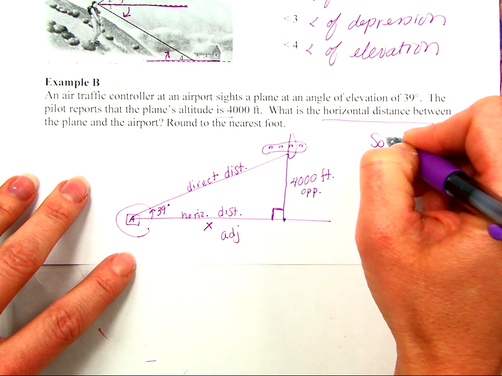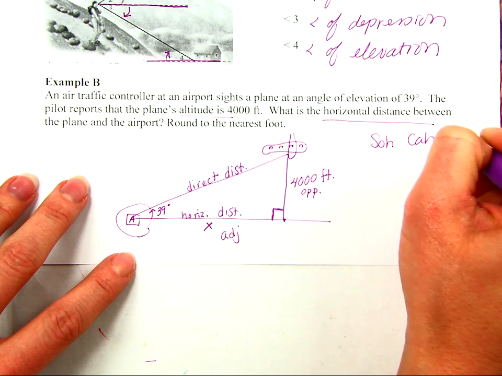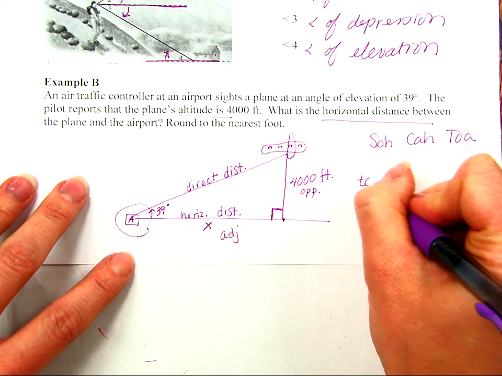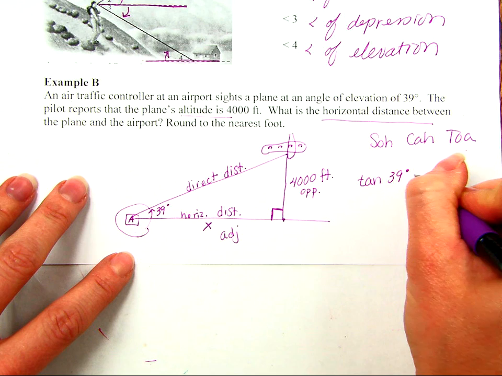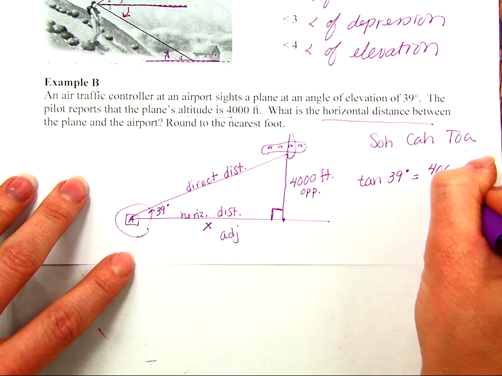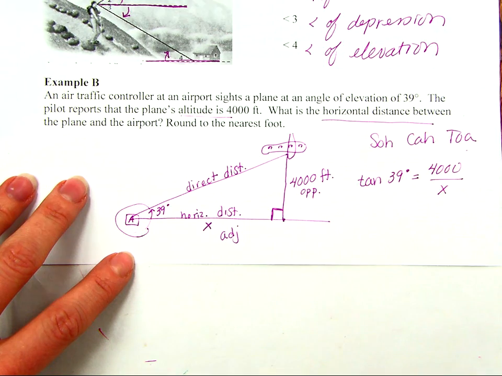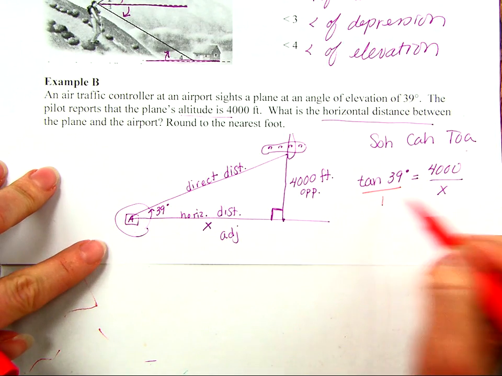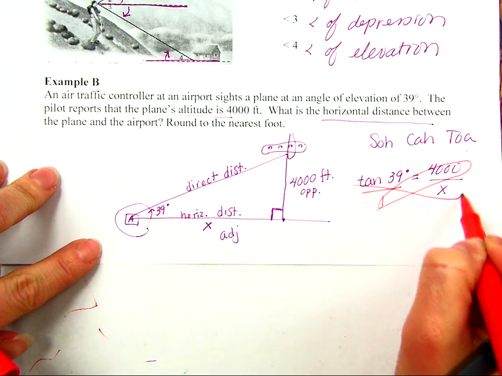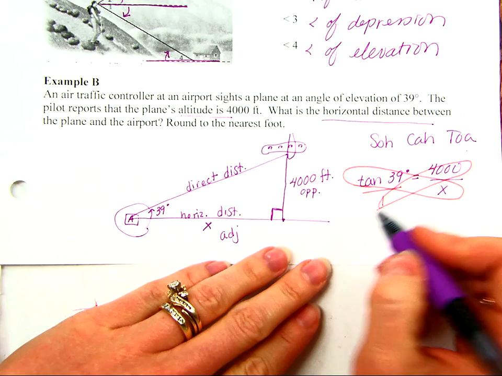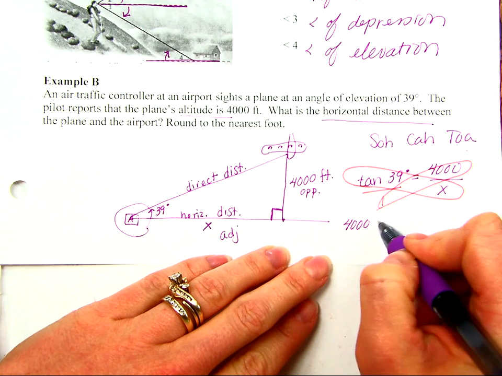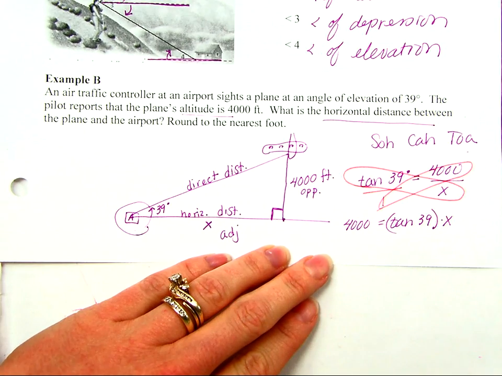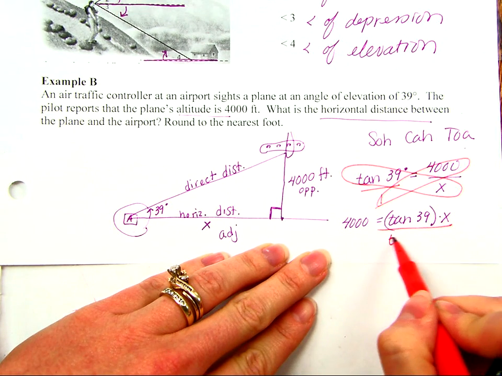So using my SOHCAHTOA, I know opposite and adjacent, so we're going to use the tangent function. So I'm going to set that up. The tangent of 39 degrees would be equal to opposite over adjacent. We had talked before when we solve these, setting up our proportion, our cross products are equal, and so calculating, 4,000 equals the tangent of 39 times x. We know that we need to divide by tan 39.